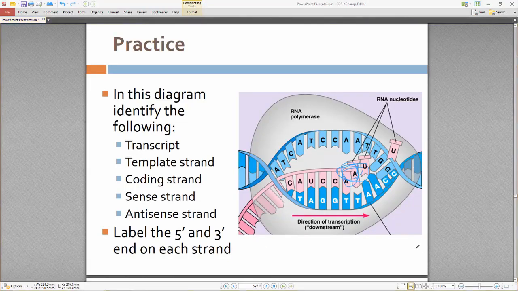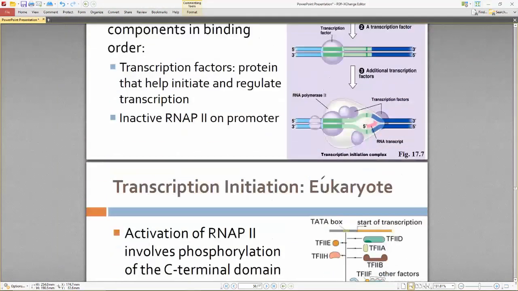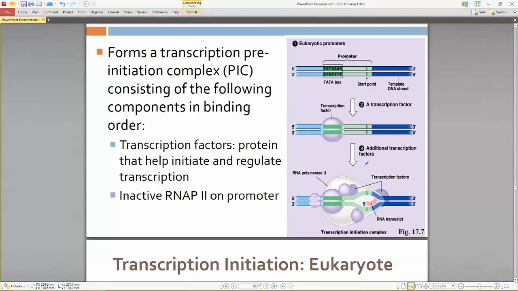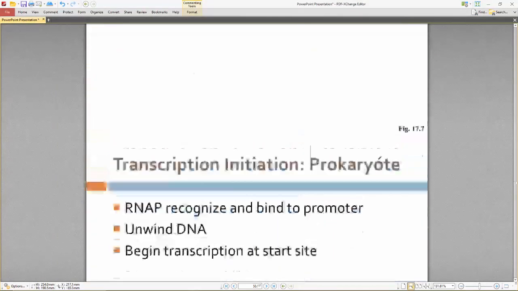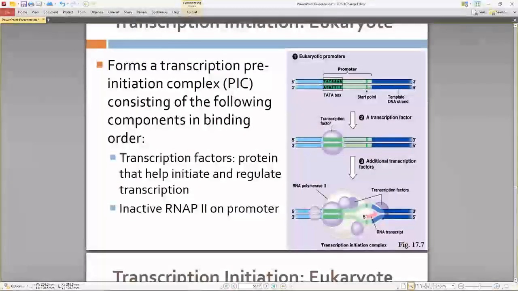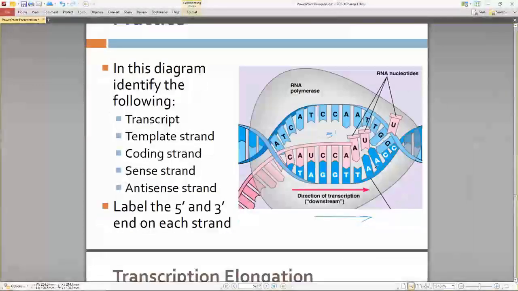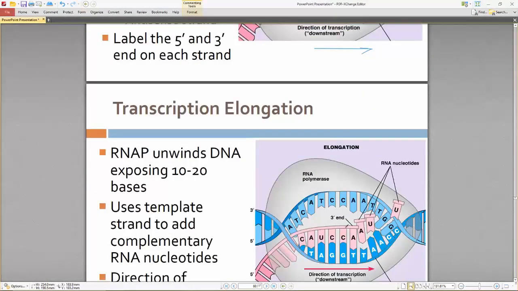Yeah, so it is a 3 prime end, and the way you know is because the diagram is telling you that transcription is going this way. We know that RNA polymerization will continue by adding on to the 3 prime end. Polymerization happens by adding to the 3 prime end. Where can we see this? What gives us a good look?